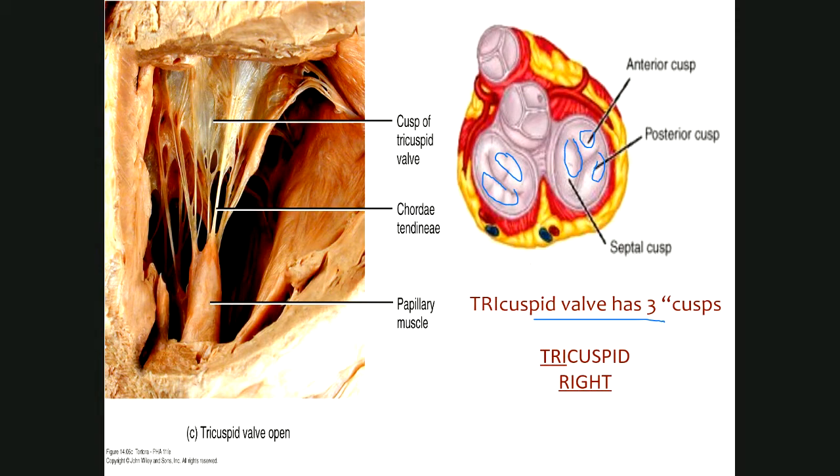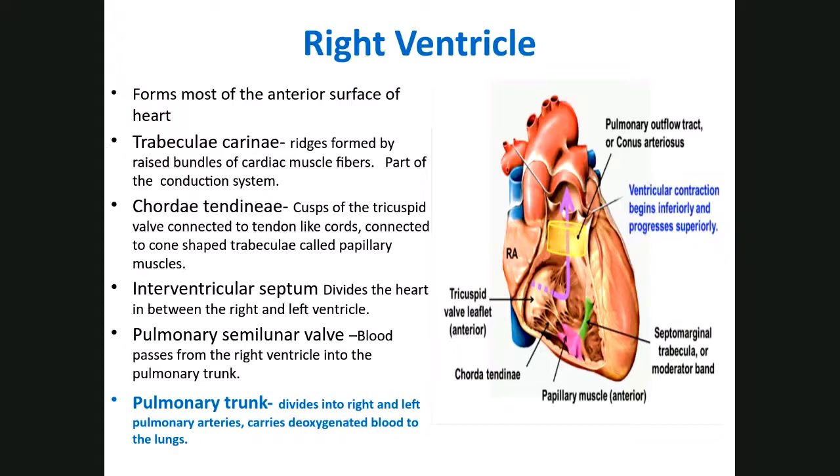So let's look at the tricuspid valve here. What connects to it? There's a papillary muscle that connects to these cords called chordae tendineae. The contraction and relaxation of this papillary muscle opens and closes these cusps, allowing the blood flow to enter from the atrium to the ventricle.